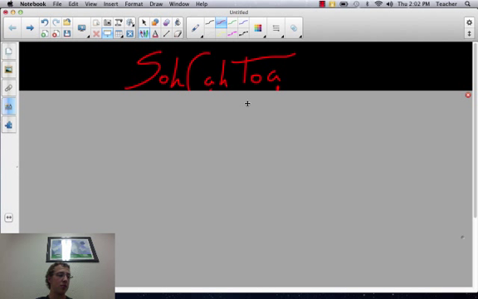So I've got SOHCAHTOA spelt here on the screen. Now, what this actually means is it's a way to find the side lengths of a triangle based off of the measurements of the angles. Doesn't that absolutely blow your mind? Now, what the S, the C, and the T stand for is sine, cosine, and tangent.